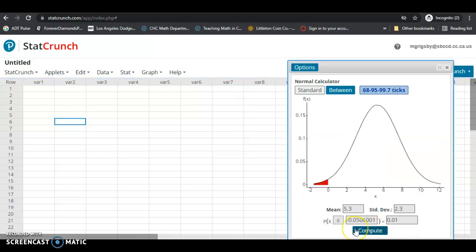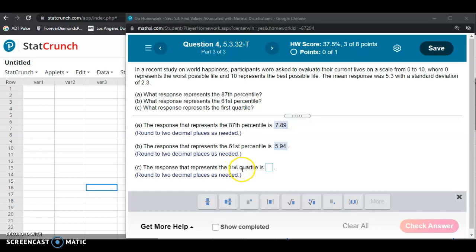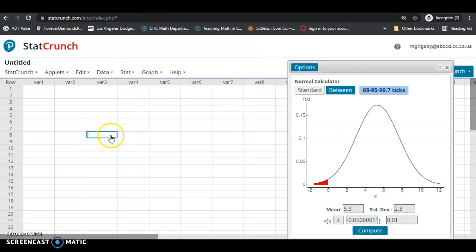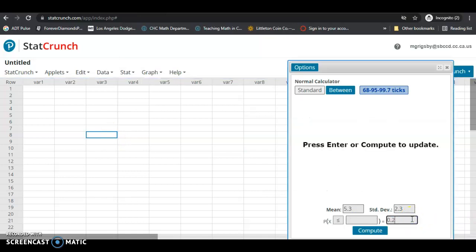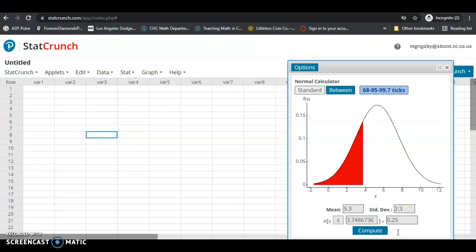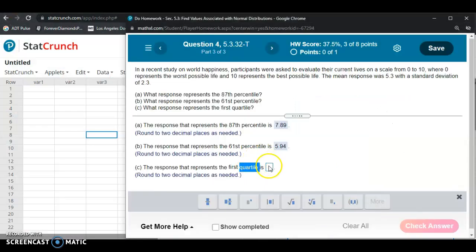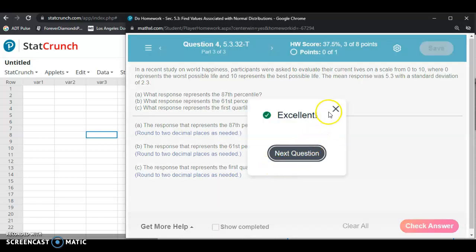Click compute. And it's giving us a negative value. I think I misread the question. It says the first quartile, not the first percentile. The first quartile is the 25th percentile, so this should be 0.25, not 0.01. 25% as a decimal is 0.25. So the response at the first quartile, or the 25th percentile, is 3.75 when you round it. And that completes question 4.